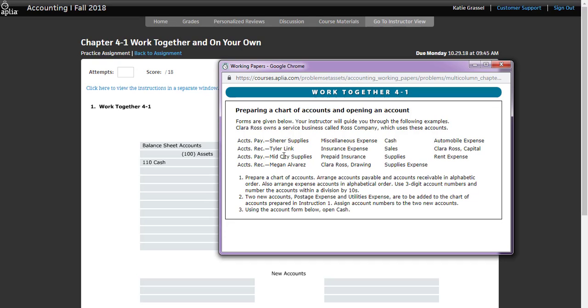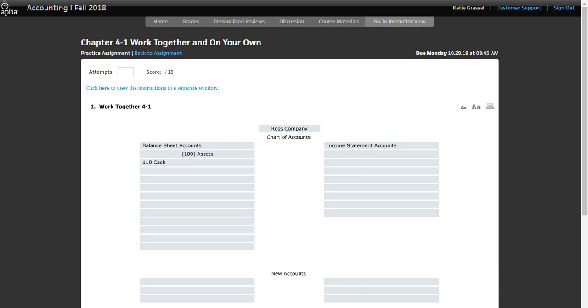We have 2 accounts receivable accounts. We have accounts receivable Tyler Link, and we have accounts receivable Megan Alvarez. Who comes first? Why? So we're going to list it by alphabetical order, and Alvarez comes before Link. So I'm going to go ahead and put in here 120, because we're going to go by divisions of 2, accounts receivable, Megan Alvarez. Now, we have another accounts receivable account, and that's going to be 130, accounts receivable, Tyler Link.